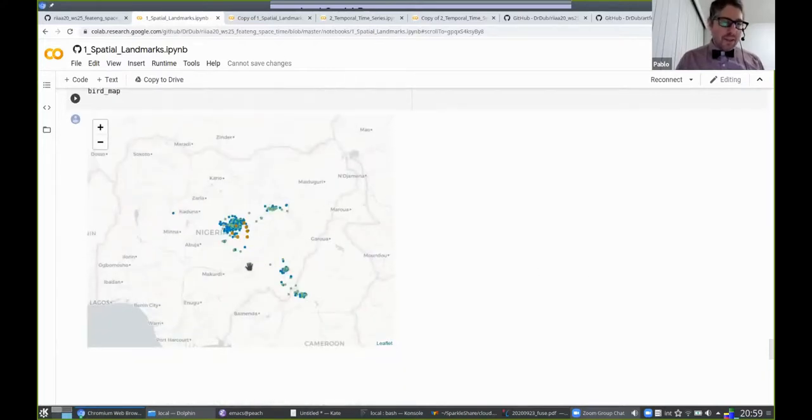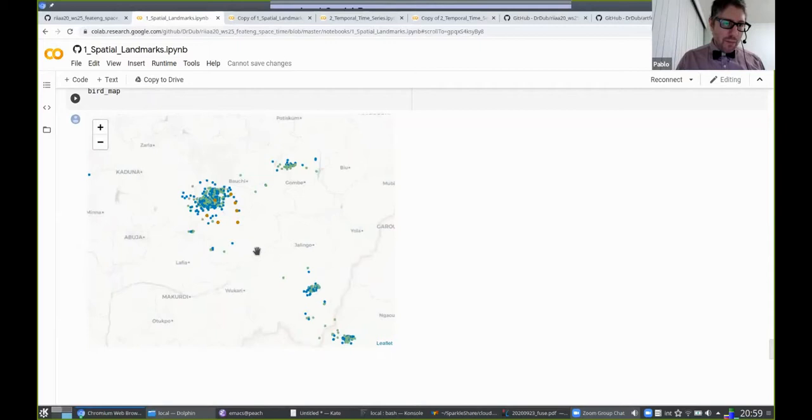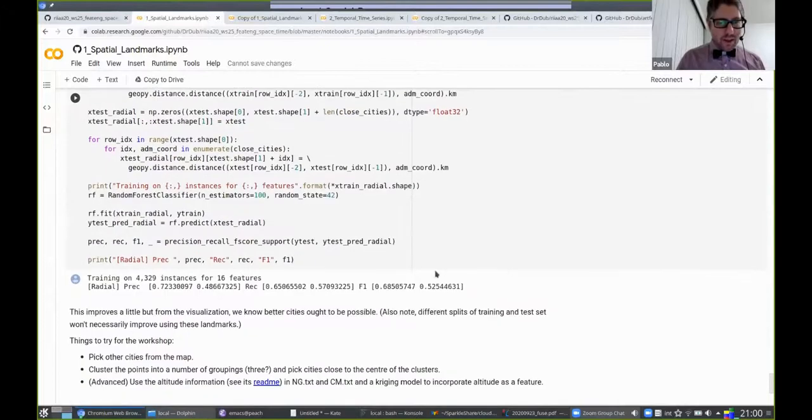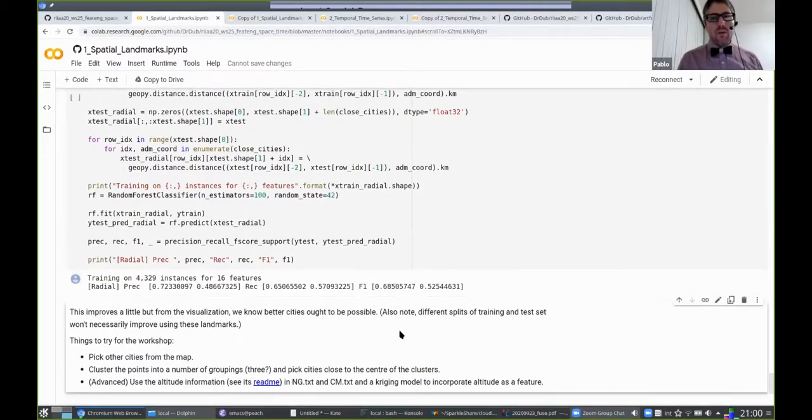But these cities are not that good, this one in brown, because most of the points are concentrated here. We're going to get these 7 cities here, but nothing around here nor around here. Yeah? So with these 7 cities, the system produces a little better results.